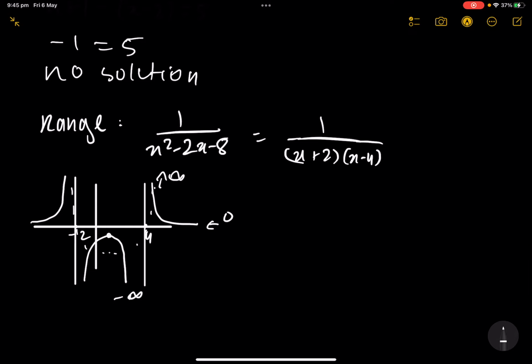We find this point by reciprocating this vertex. The vertex of this function is just 1, the x value of 1. So you plug in 1. So 1 over 1 minus 2 minus 8.